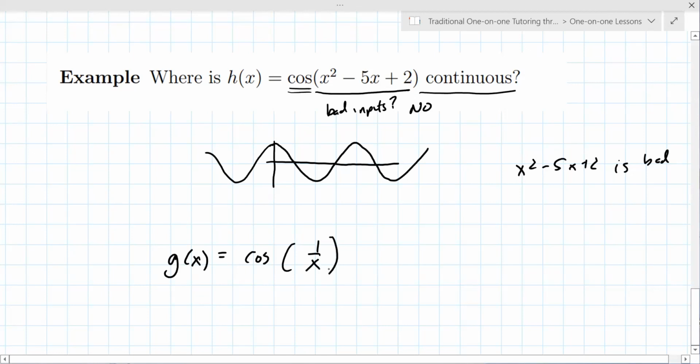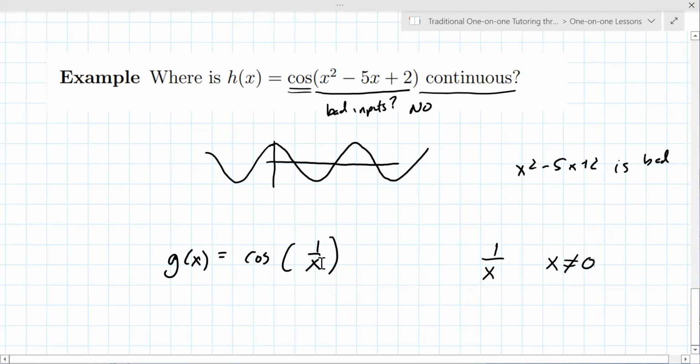Okay, so now same deal. Cosine's fine everywhere, but 1 over x is not. The problem with 1 over x is that x cannot be 0. Since x cannot be 0, that also affects cosine. Cosine is undefined at 0 as a result of that.